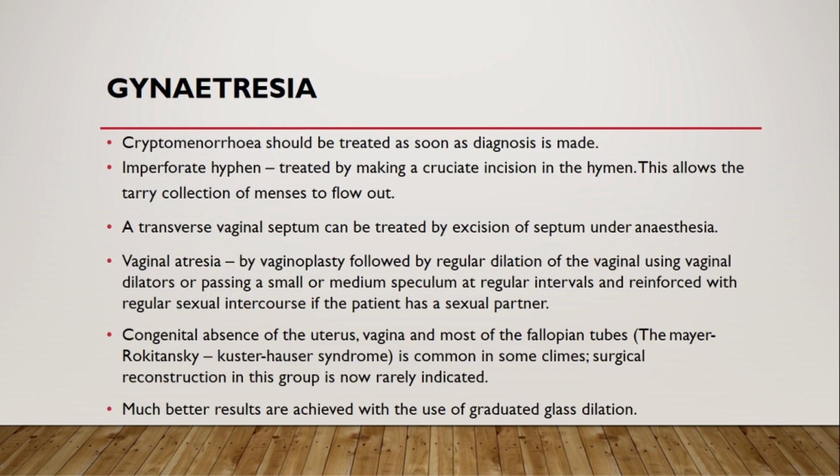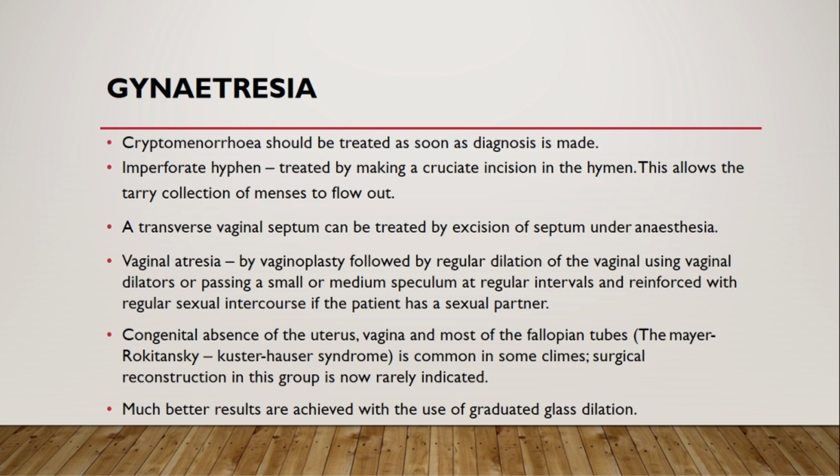Those with gynatresia, which I have mentioned earlier, cryptomenorrhea, imperforate hymen, surgery is the mainstay. Those with cryptomenorrhea should be treated as soon as diagnosis is made. Imperforate hymen should be treated by making a cruciate incision in the hymen, just an X incision, widen it a little bit, and this will allow the tardy collection of menses to flow out.